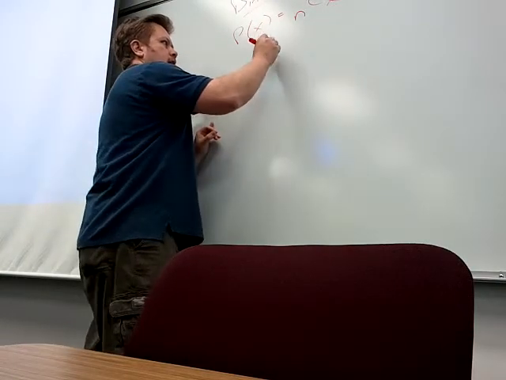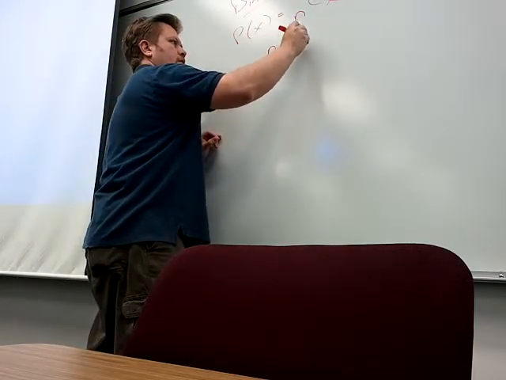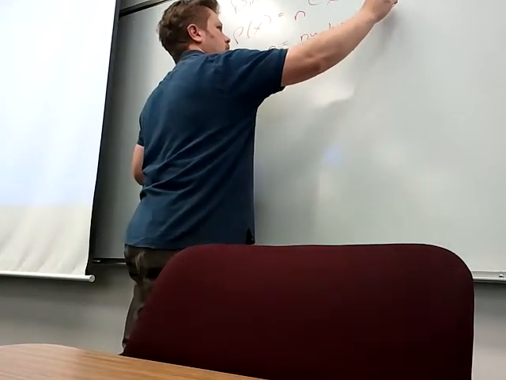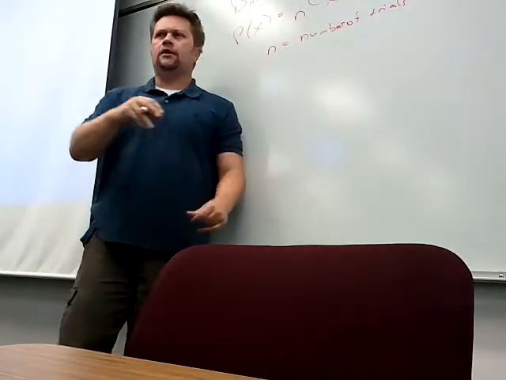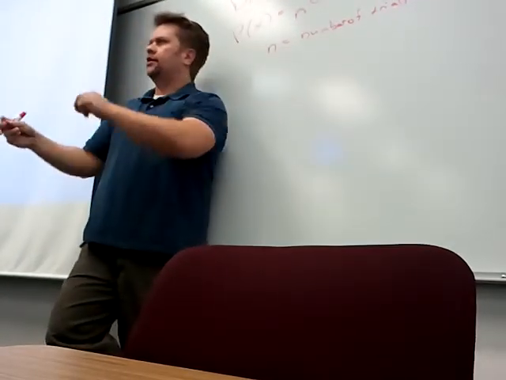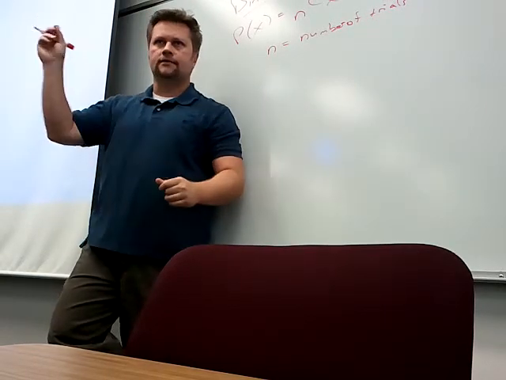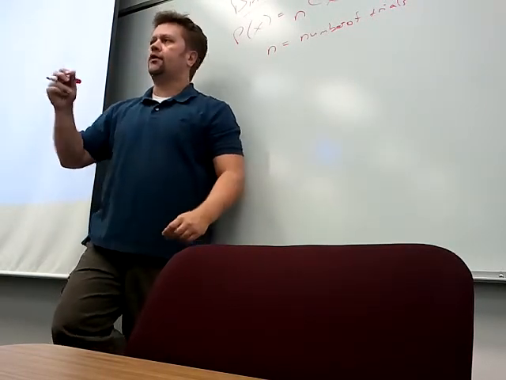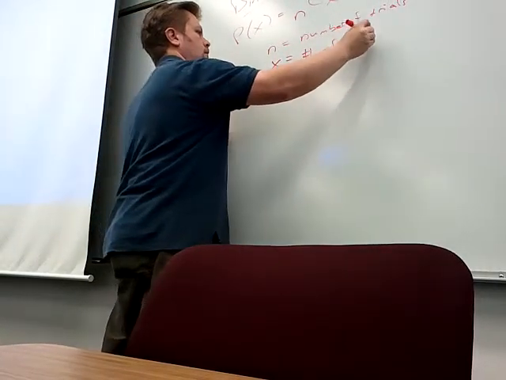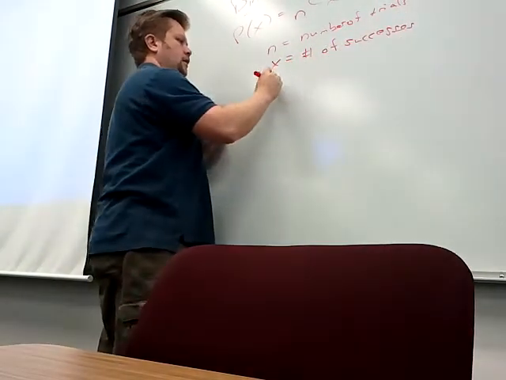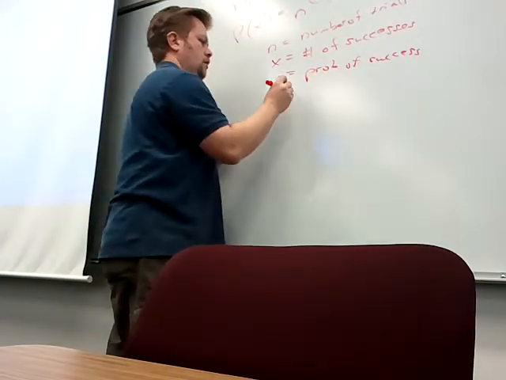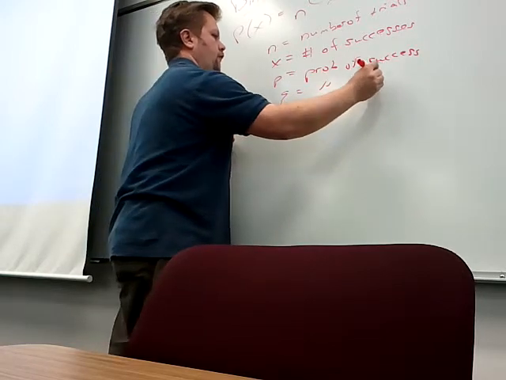So in this case, n is the total number of what we call trials. So a trial could be looking at a person to see if they're left-handed. A trial could be rolling a die. Whatever this is that you keep repeating and repeating, that's a trial. x is the number of successes. p is the probability of success. And q is the probability of failure.